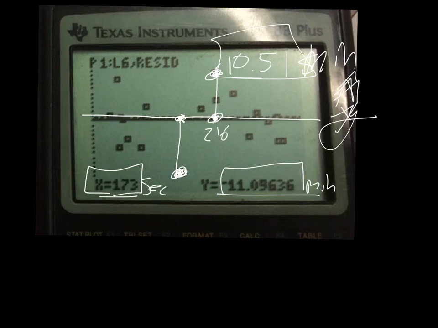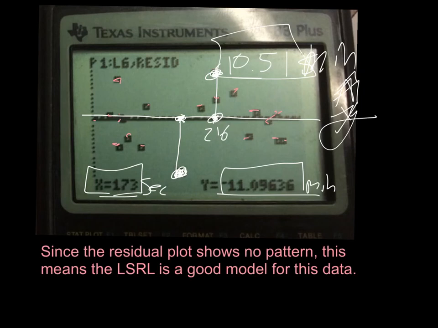Now, what does a residual do for us? If a residual plot shows no pattern in the points, so all these data points, is there a pattern in those data points? The answer is no, there's no pattern. So that means that the least squared regression line is a good model. Since the residual plot shows no pattern, this means the least squared regression line is a good model for this data. In other words, this data follows a linear pattern. All right? But you need to say this. This is how we interpret this graph.